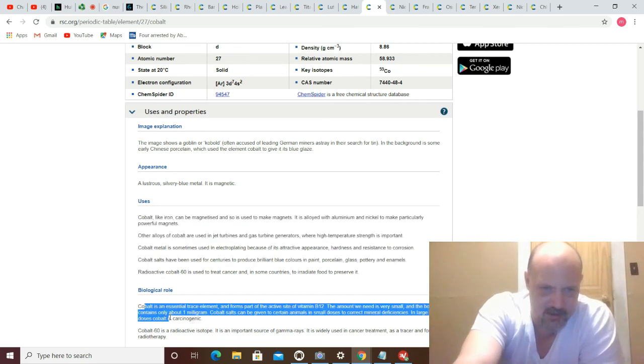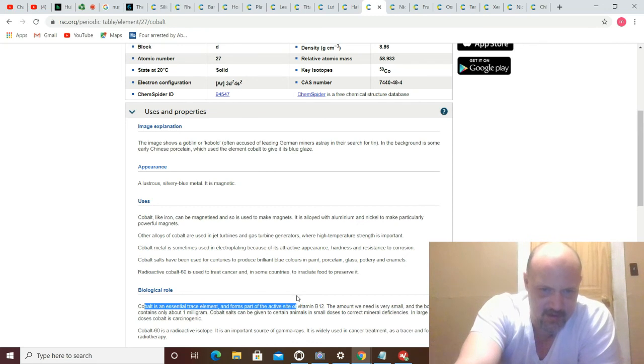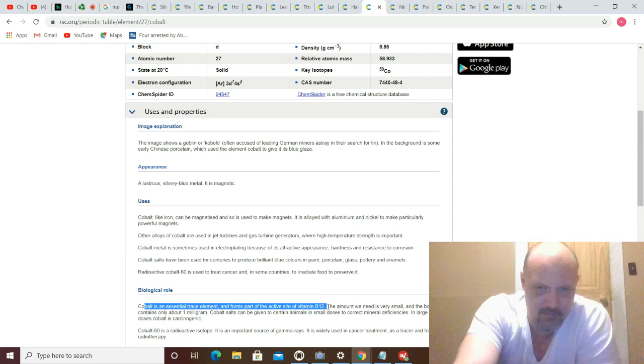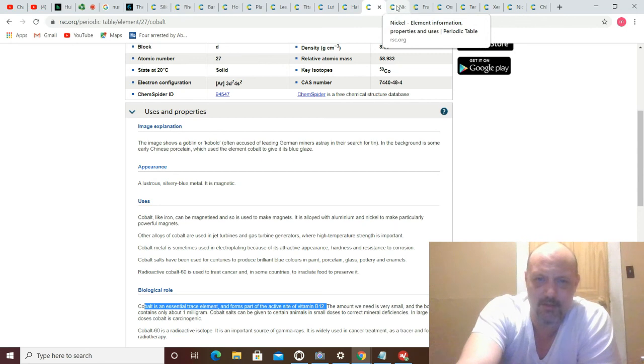Cobalt is an essential trace element. Its biological role is that it forms part of the active site of vitamin B12. The amount we need is very small. So that should have been coming forward.